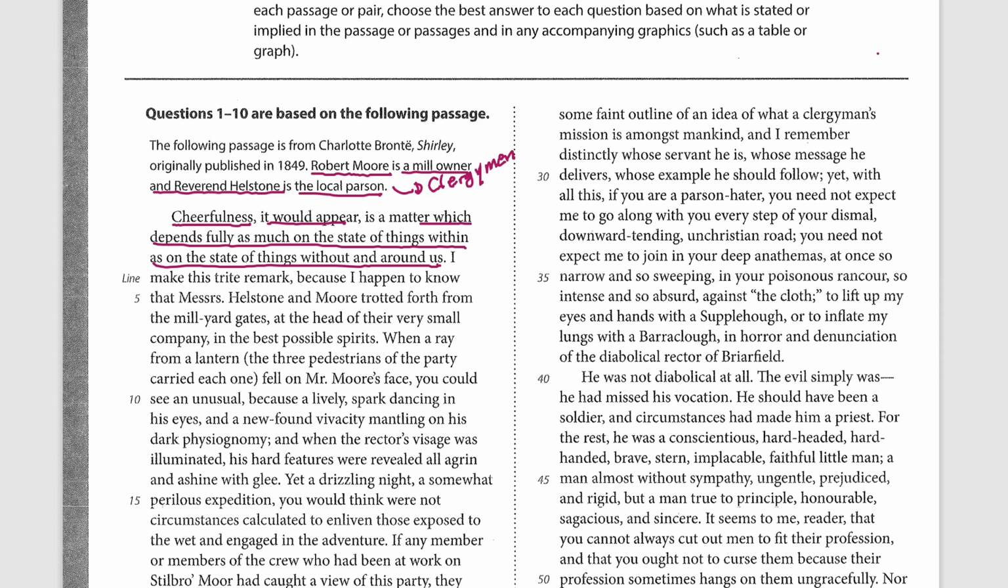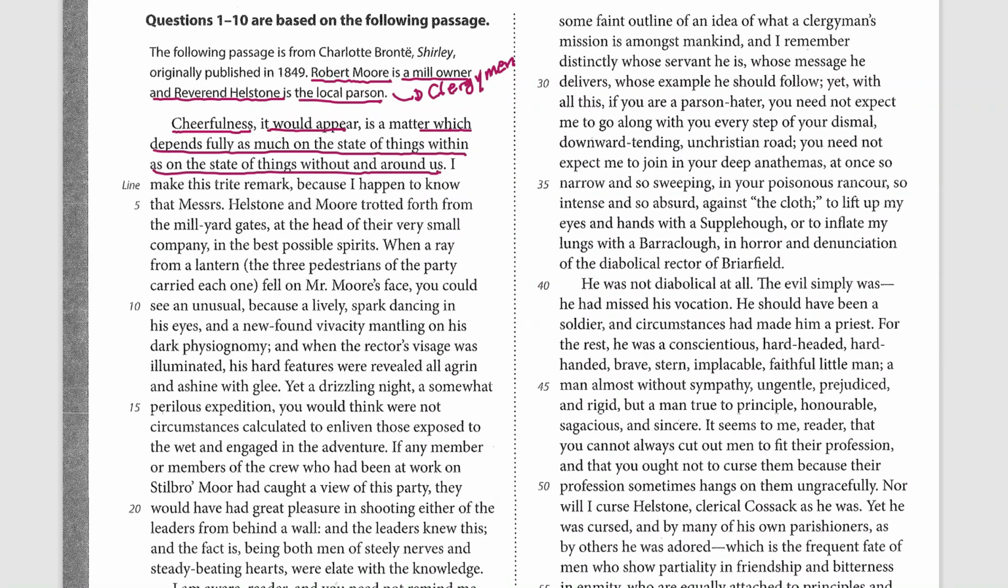Then what happened here? I'm trying to figure out what the passage is all about. I make this trite remark. Who's talking? Here, the writer. The writer is talking to us. I made this remark, trite remark, and he called it trite, which is a bit negative, but that's fine.